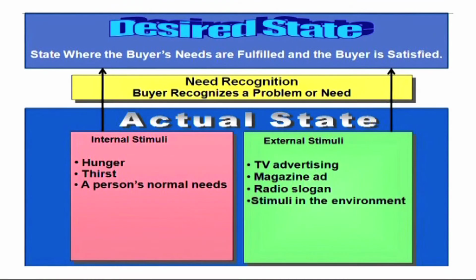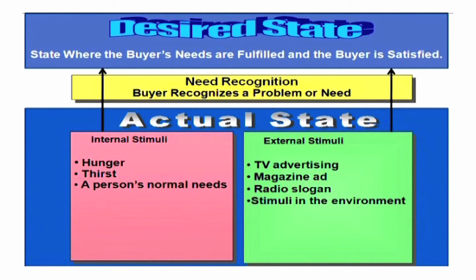Let's see this by way of this chart. In this diagram, the actual state is represented by some internal and external stimuli. The internal stimuli could be hunger, thirst, a person's normal needs, whereas the external stimuli could be TV advertising, magazine advertising, radio slogans, and stimuli in the environment. This actual state results in the recognition of a need, where the buyer recognizes a problem or a need.